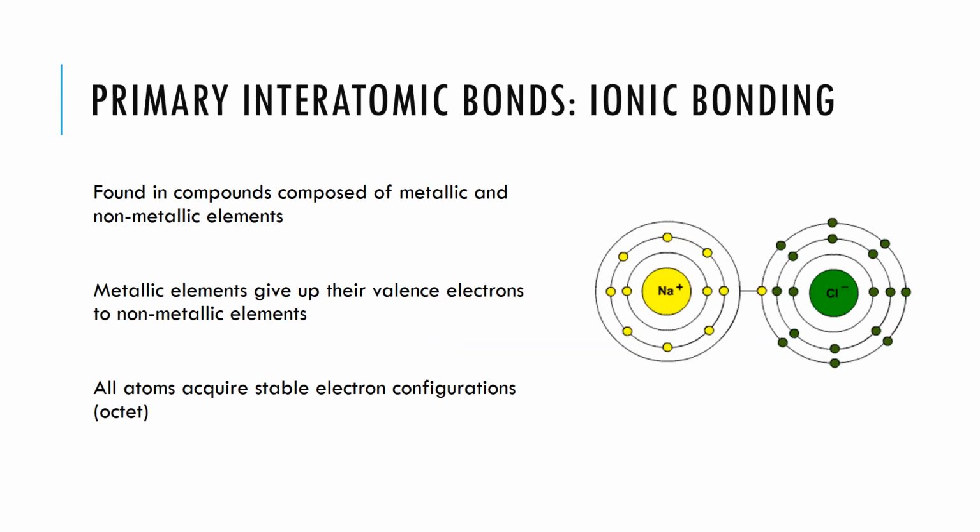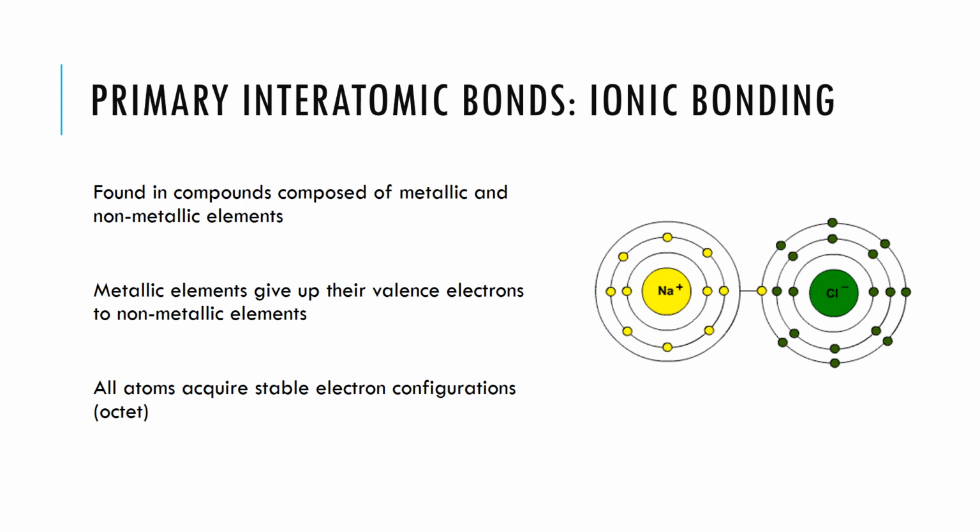Okay, so again, I'm going to keep the descriptions of bonds here fairly simple. There's no need to develop these into more complex models of bonding, because a lot of them hold for some of the concepts that we're going to be discussing as the module progresses. The first one is an ionic bond, and it is found in compounds composed of metallic and non-metallic elements. So sodium chloride is a good example here.